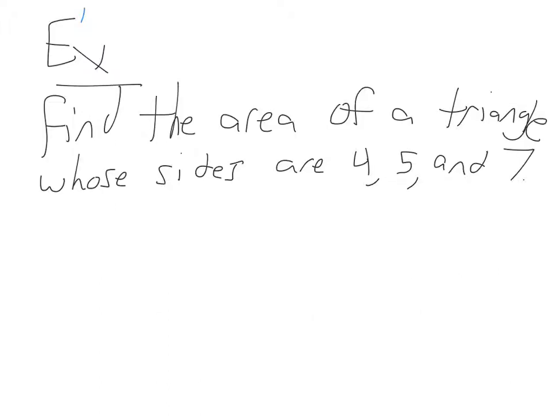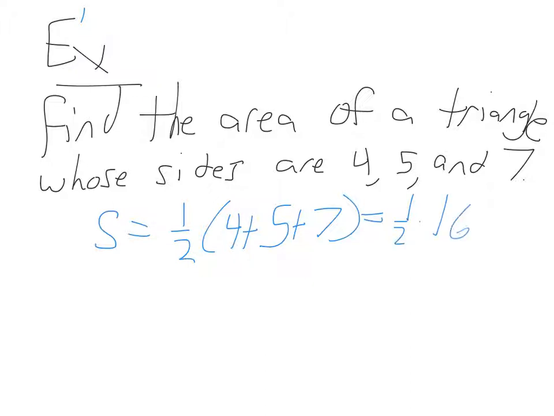Okay, so now for this example. Find the area of a triangle whose sides are 4, 5, and 7. Let's first find our constant s. To find s, you add up the lengths of the sides and then divide by 2, or multiply by a half. So that would give you 1/2 of 16, which is 8.